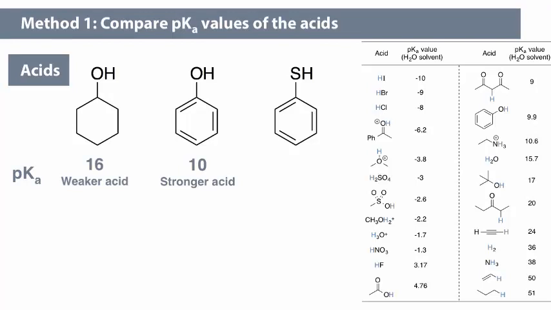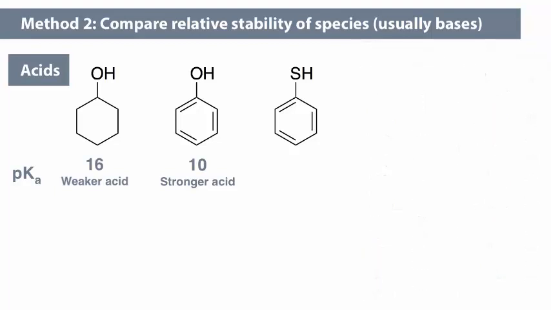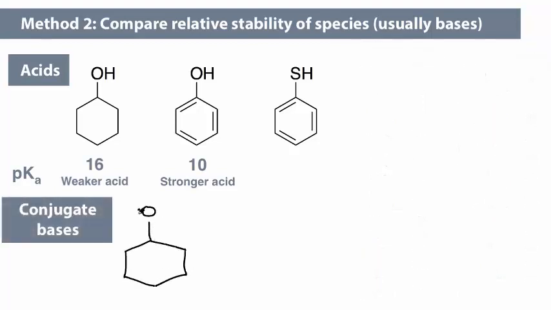However, the thiophenol's pKa value is not available in this pKa table. We have two choices. We can look up its pKa value in a more detailed table, such as Evans or Bordwell's pKa tables, or we can use method 2 to determine where thiophenol fits into this series. Let's get some practice with method 2. To do so, we draw each of the conjugate bases and compare their relative stabilities.